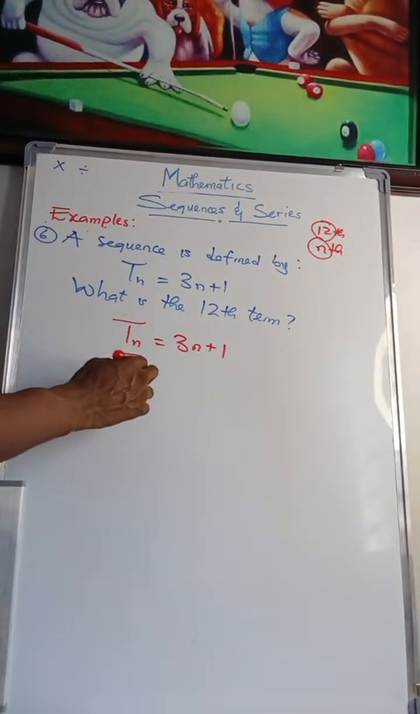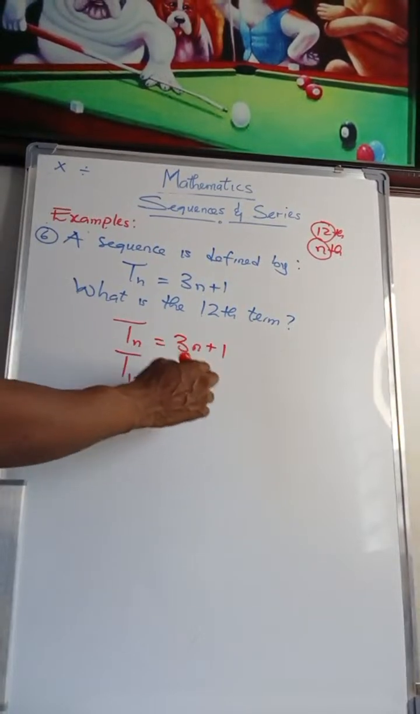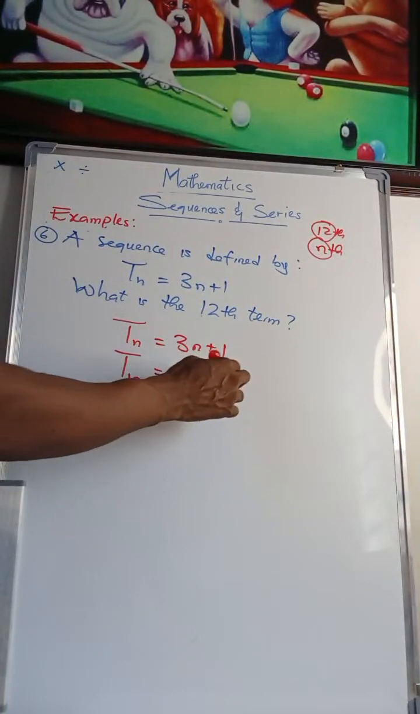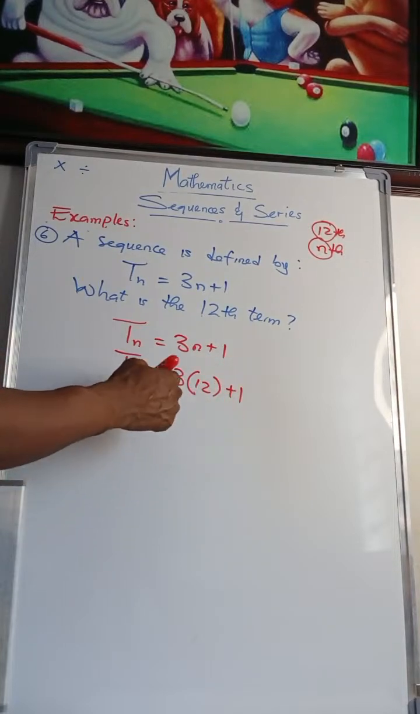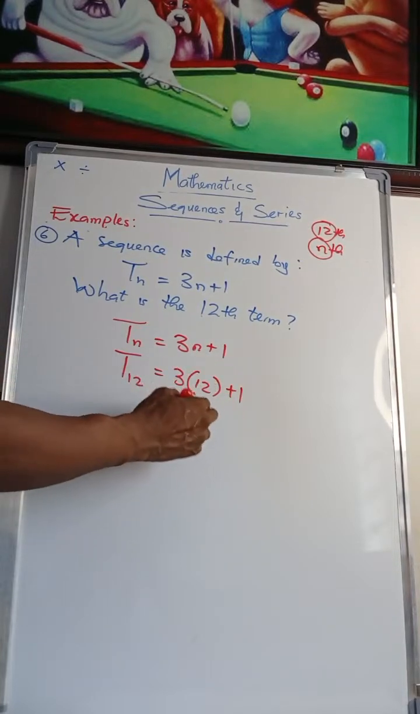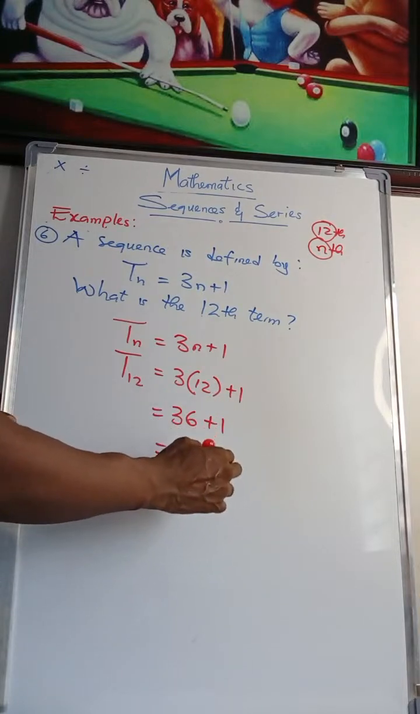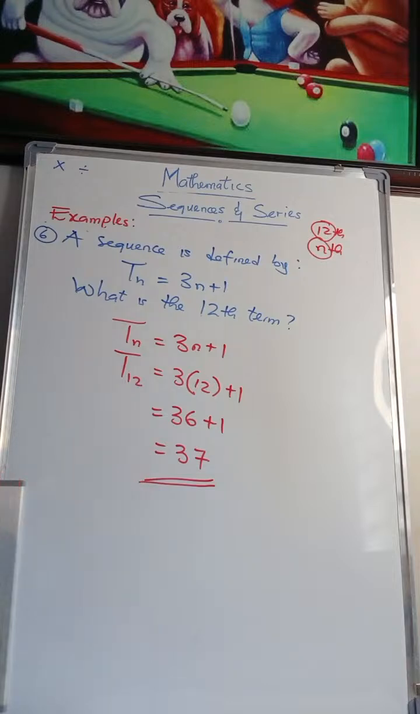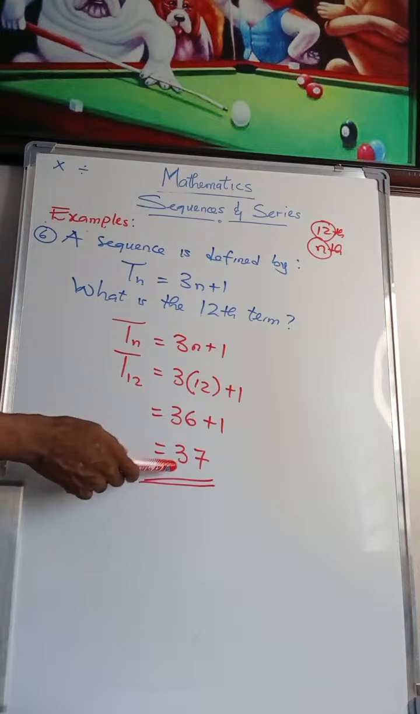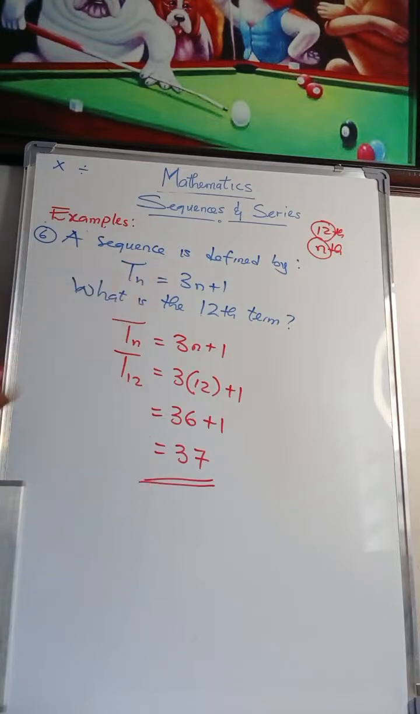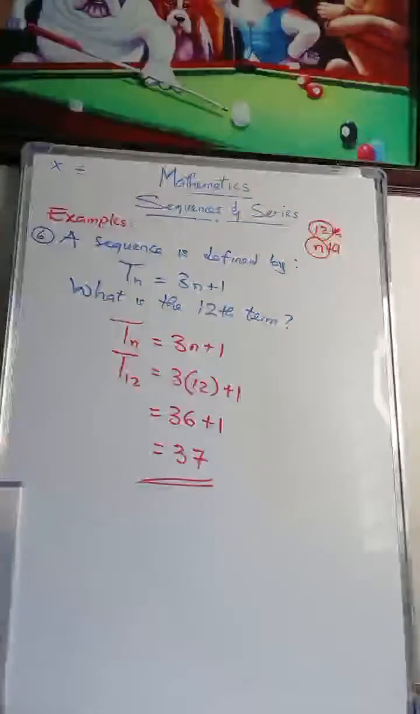So our Tn equals 3n plus 1. The 12th term equals 3 times 12 plus 1, since n is 12. So 3 times 12 will give us 36, plus 1, and that is 37. So the 12th term of this sequence is 37, which is defined by this pattern. Now let's look at another example on AP.